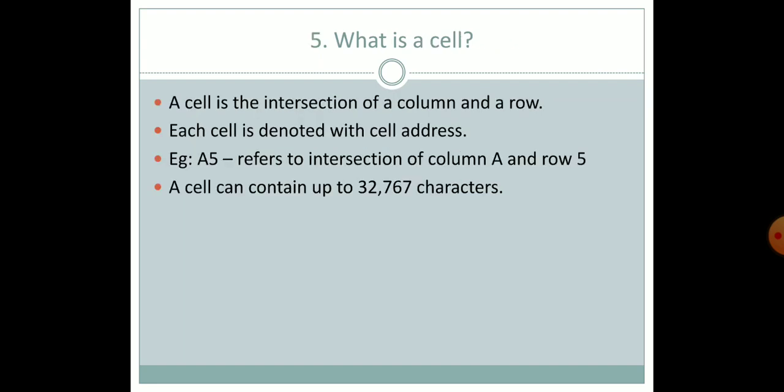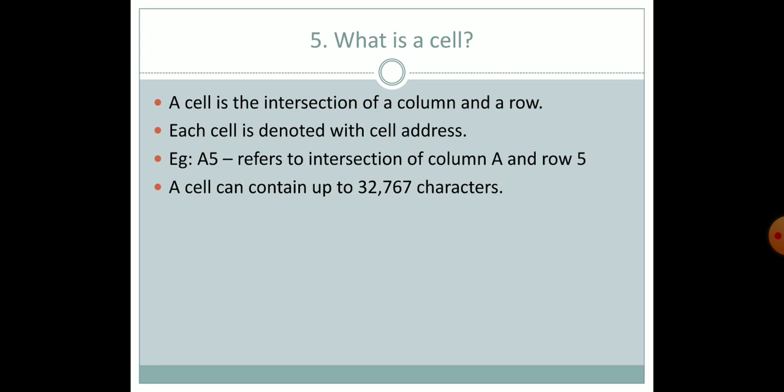Now, what is a cell? A cell is the intersection of a row and column. What is intersection? Meeting point of a column and a row. Then each cell has a cell address. Example A5. Now it will represent we are in the fifth row of column A. That is the intersection of column A with the fifth row will give you my cell address as A5.